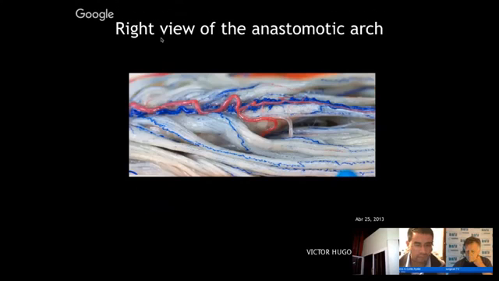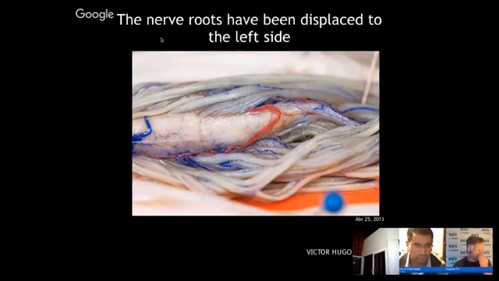Look at the conus medullaris. This is the conus medullaris, and the anastomotic arch is very nice. A right view of the anastomotic arch. The nerve roots have been displaced to the left side, and we can see the lateral aspect of this beautiful anastomotic arch of the Adamkiewicz artery, giving rise to the posterior spinal artery.